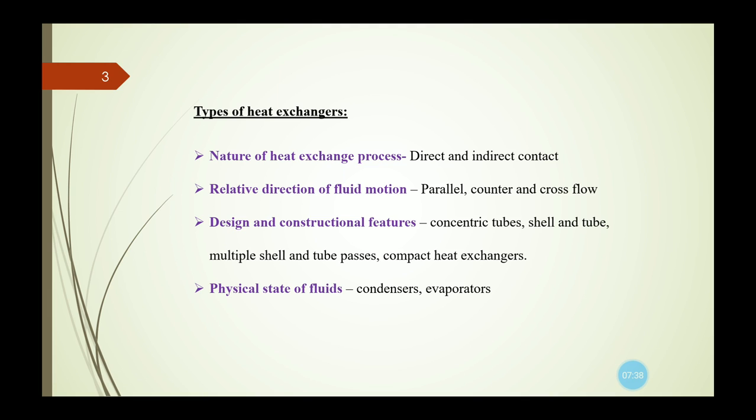Okay, so what happens in this regenerator and recuperator? As you have seen, the transmission happens through a wall which separates the two fluids in case of this indirect contact, and there is no direct mixing of the hot and cold fluid.